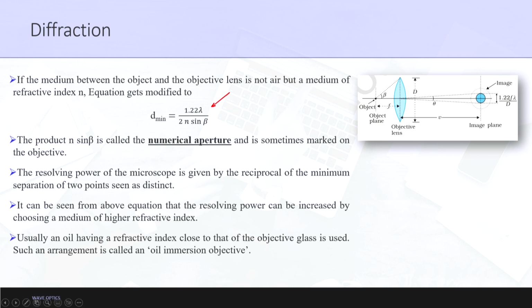This product n sin beta is called the numerical aperture. So you just need to remember this, n sin beta, because it can be asked in the question directly: the refractive index will be given to you and the value of beta will be given to you, and you will be asked what is the numerical aperture. So please remember that numerical aperture is n sin beta.